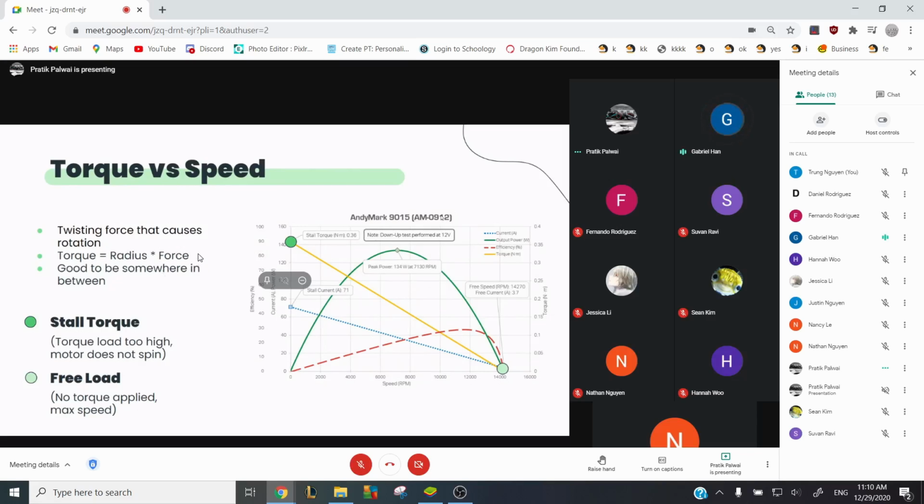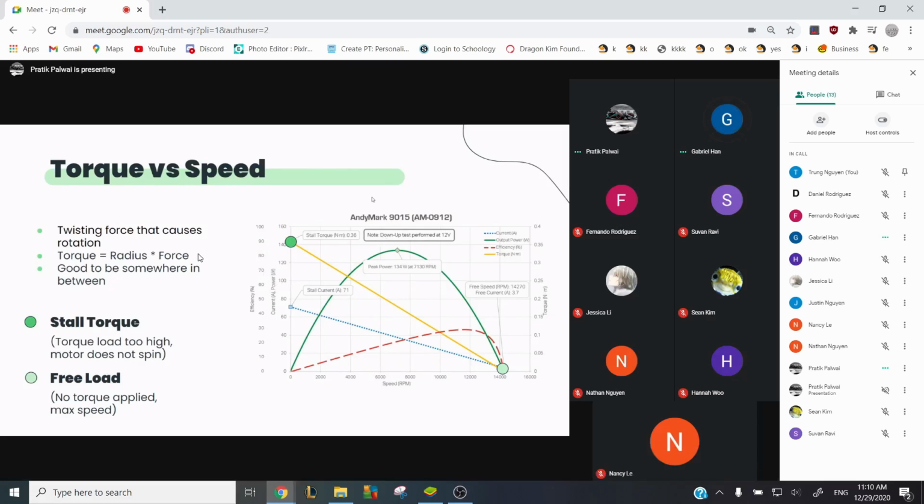All right, so on the right side, we see a motor graph. Each motor is going to have a slightly different graph, but this one in particular has that particular curve. If you look at the two dots that we drew out, the one on the right side has a really high RPM, about 14,000 RPM. But if you look at the torque line, which is the yellow line, the torque goes to 0 as the speed increases.